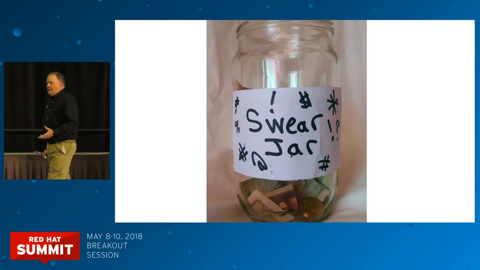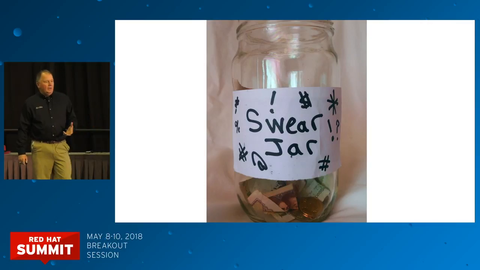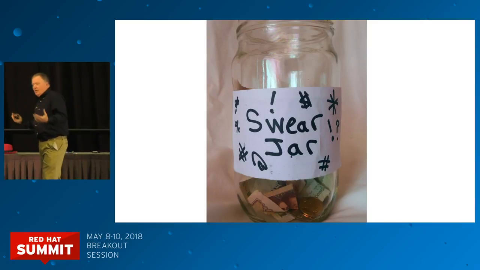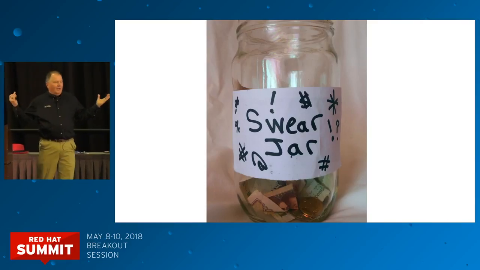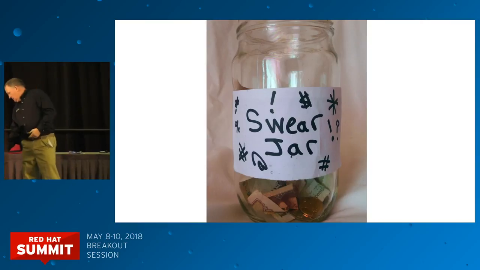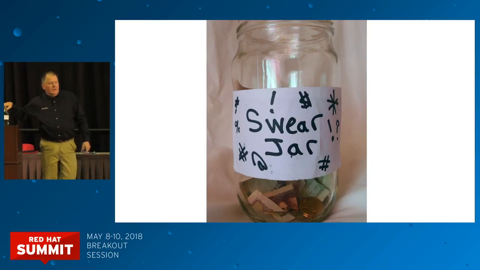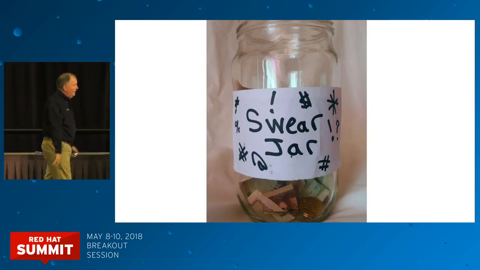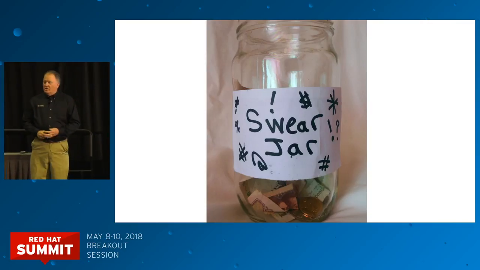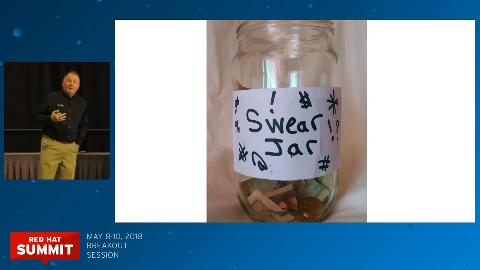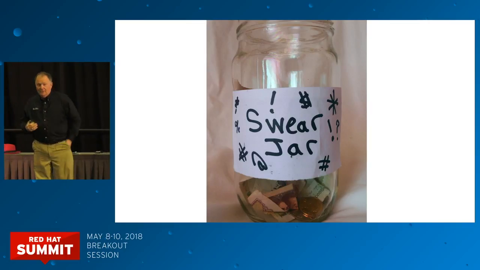Anybody know what a swear jar is? Did you have a swear jar at your house growing up? All right. In the US, I think pretty much everybody knows what a swear jar is. So one of the problems we have when we talk about containers, you have to always say the D word. So going forward, anytime I say the D word, I've got to put some money into the swear jar, okay? So we're going to try to do this talk as much as possible without saying Docker, okay?